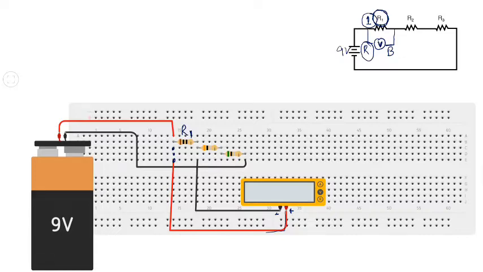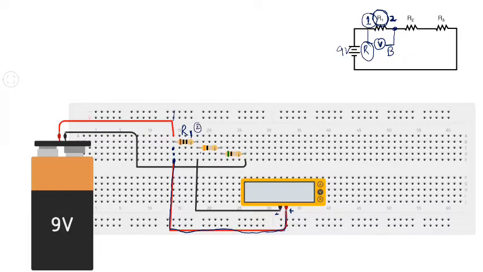Meaning now the positive probe of the voltmeter has been connected with the first terminal of resistance R1, and now the black probe has to be connected with the second terminal of resistance R1. So let us verify that also. You see, this is the black probe and it has to be connected with the second terminal of resistance R1, which is here.